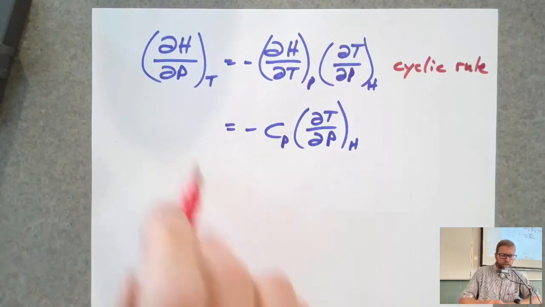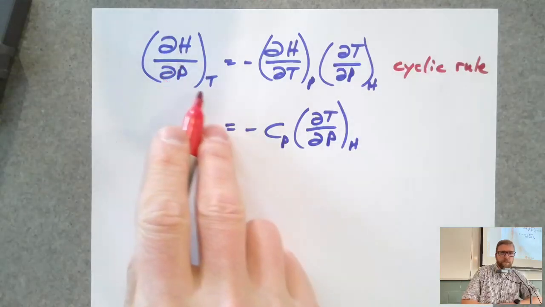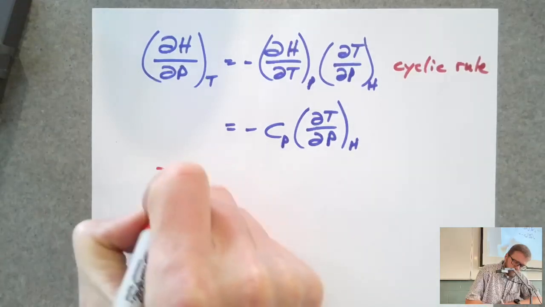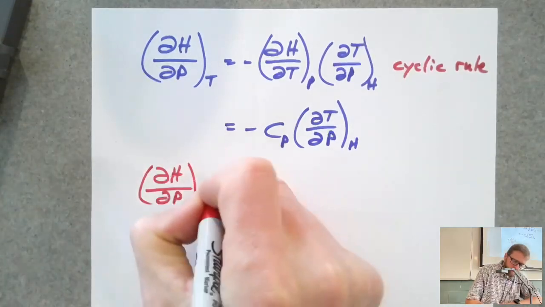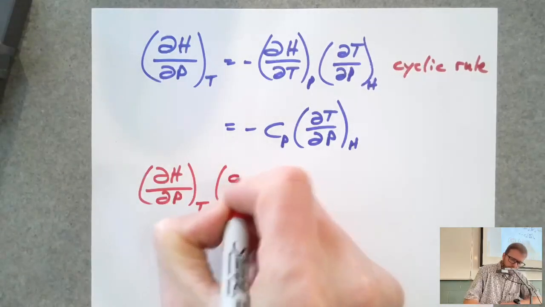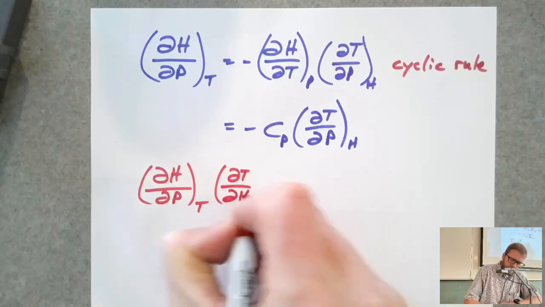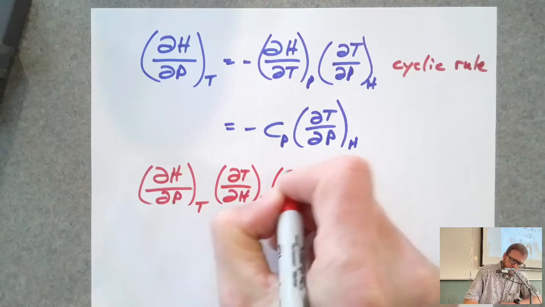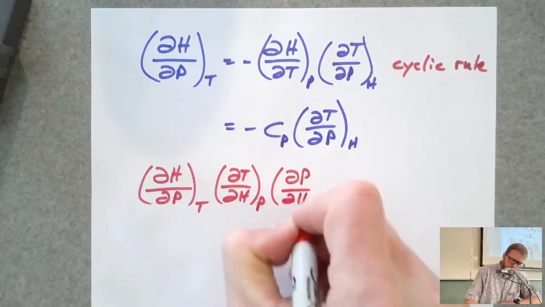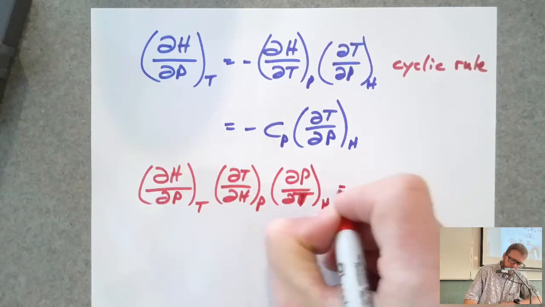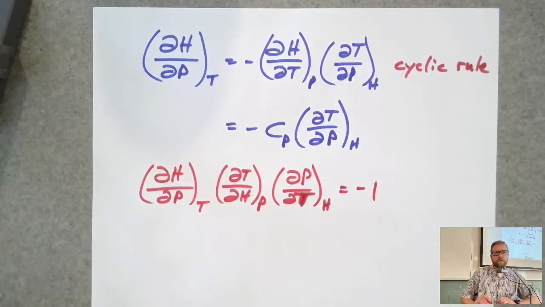If I take these three variables right here, H, P, and T, I can write it out like this. And then I'm just going to move these around. Oops, that's a T. So that equals -1, right? So this is just the cyclic rule.